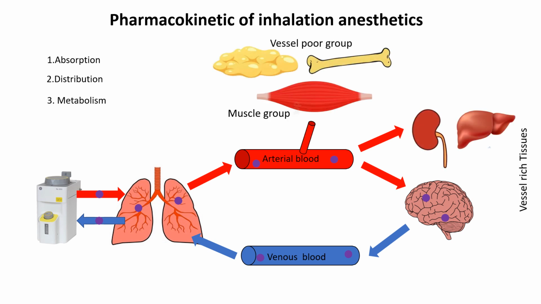The pharmacokinetics of inhalational anesthetics involves their uptake through the lungs, distribution into various tissue groups, metabolism by the liver, and elimination primarily through the lungs. Please refer to my video on general pharmacokinetic principles for more information.